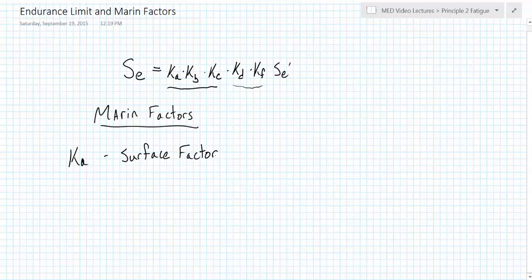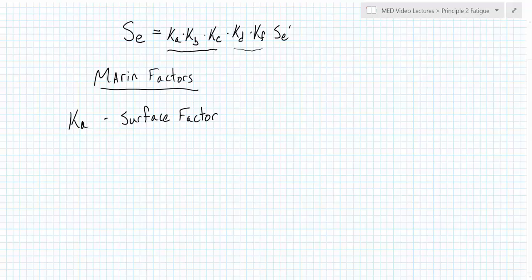The surface factor is a way to account for the fact that the R.R. Moore test specimen was ground and smooth, but more than likely our situation is not going to be ground and smooth. The way we calculate Ka is like this: Ka equals a factor a times the ultimate strength in tension raised to the factor b, where these values of a and b come from a table. In your textbook, you can find this table, or part of it, as Table 6.2. It looks like this.